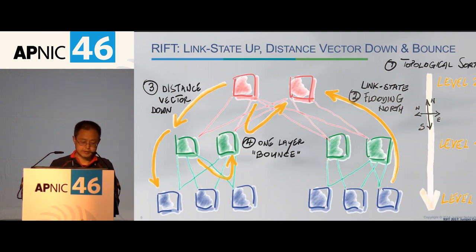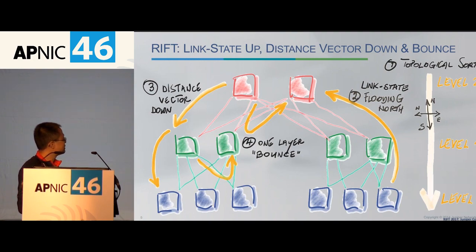And then in the south direction, the link state of each node is flooded just one hop southbound and then reflected, or bounced back, to the upper layer by just one hop. Those are the bounces, what I'm showing here, this bounce and this bounce. And that's on the link state part.